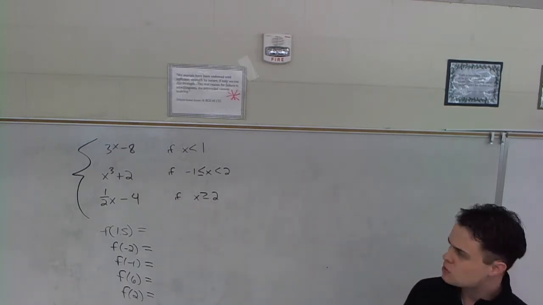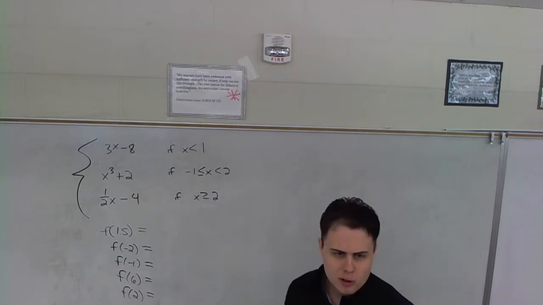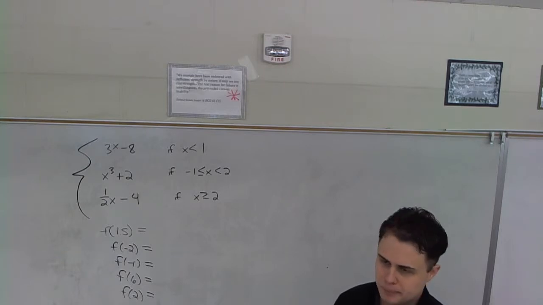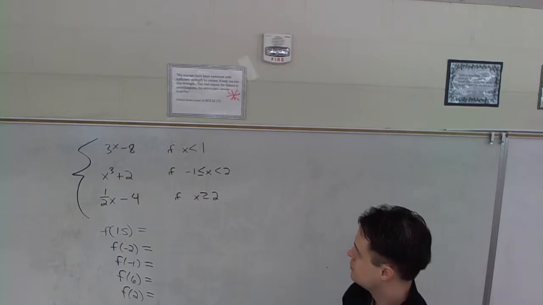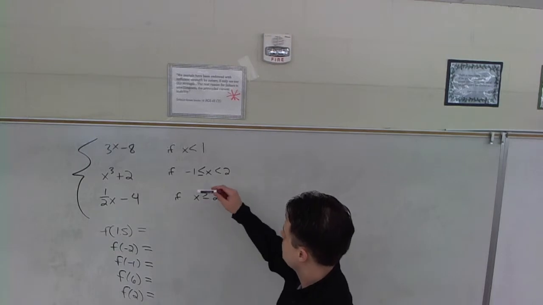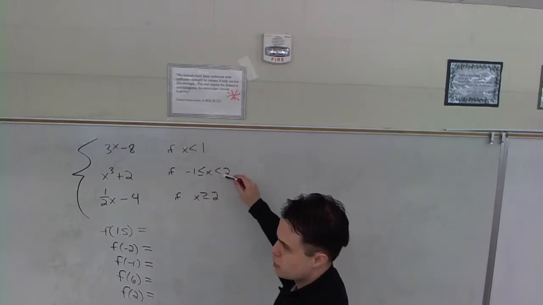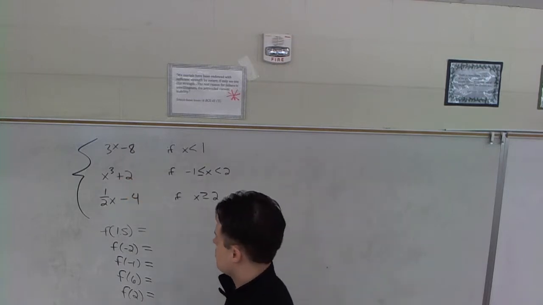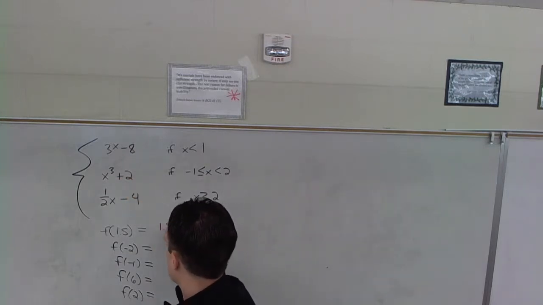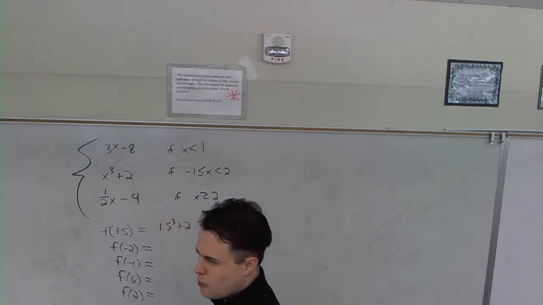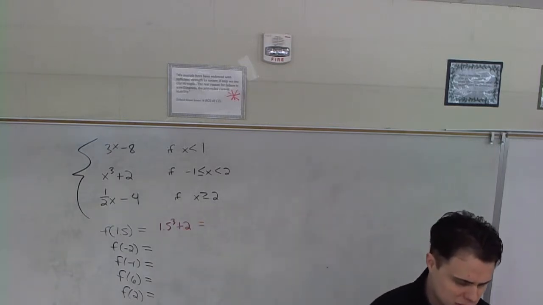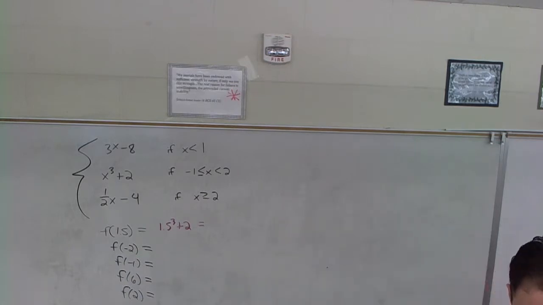So, 1.5. Which piece does it get plugged into? Because it's only going to go in one. X to the 3rd plus 2. 1.5 is between -1 and 2, right? So it gets put into this function. So I'm going to get what? 1.5 cubed plus 2. We might need our calculator on that one, so grab your calculator. We're going to try to avoid using our calculator today, but we might use it a couple times.